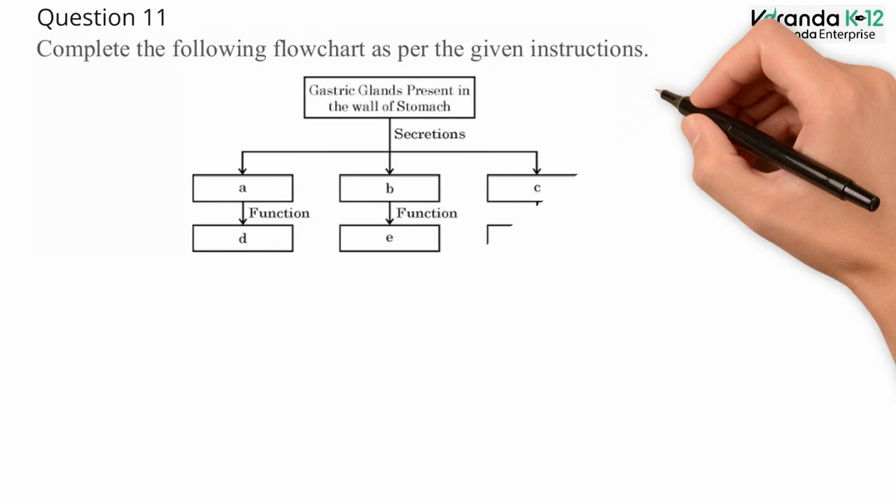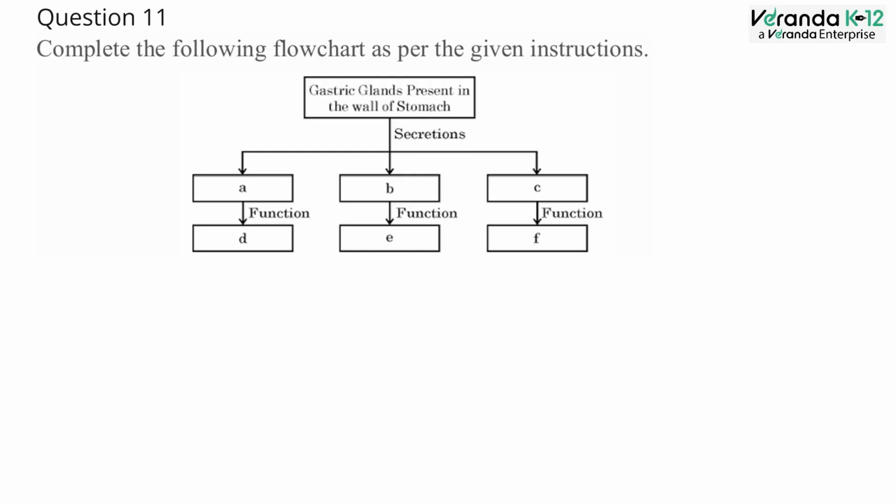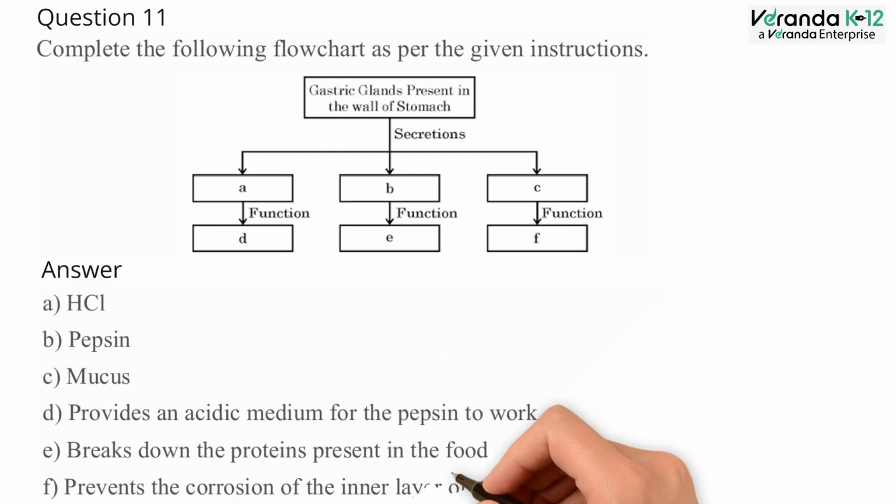Question number 11. Complete the following flowchart as per the given instruction. The gastric glands present in the wall of the stomach have their secretions. There are 3 secretions and you need to write their functions as well. A, HCl: the function is to provide an acidic medium for the pepsin to work. B, pepsin: helps in the breakdown of proteins present in the food. Mucus: helps in the prevention of corrosion of the inner layer of the stomach and thus prevents ulcers.